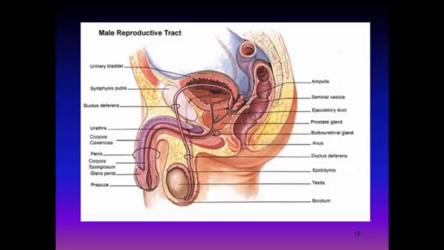In this diagram you can see the testes inside the scrotum, the epididymis, the vas deferens, the prostate gland and seminal vesicle, and then the urethra and the bulbourethral gland. Okay, the next couple of slides are going to talk about the external genitalia.